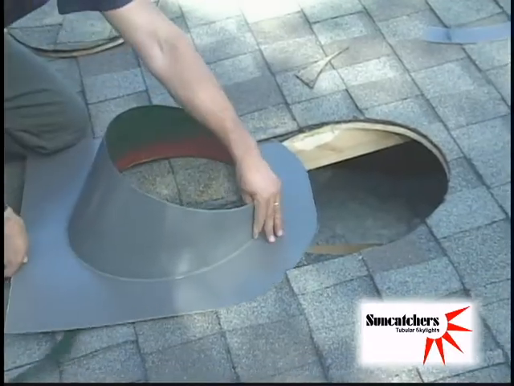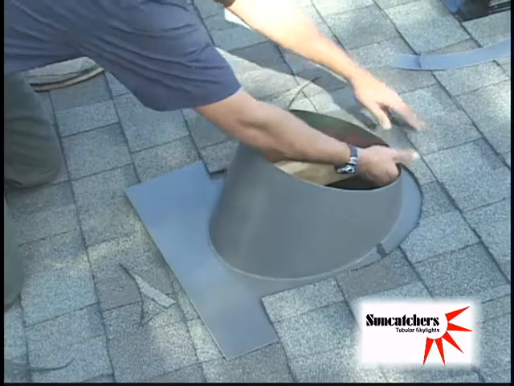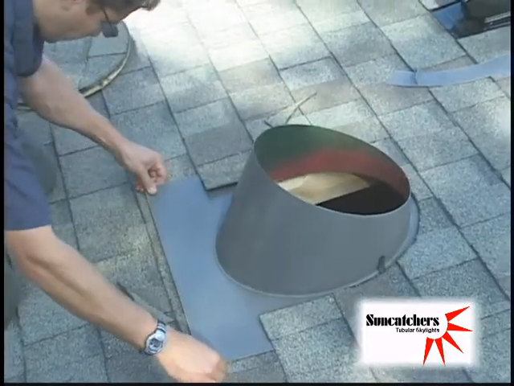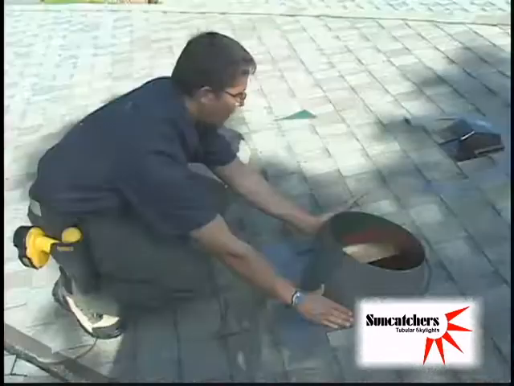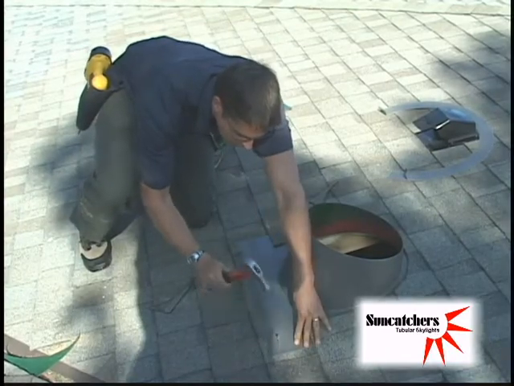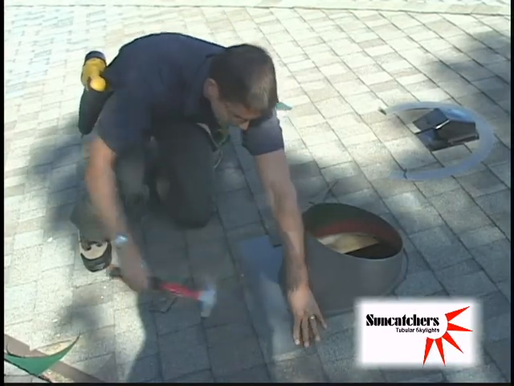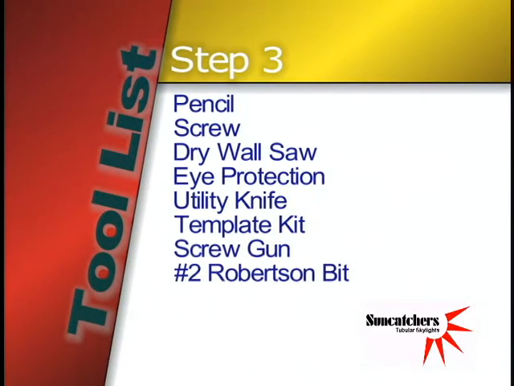Now slide the flashing under the shingles. Line the flashing up with the bottom marks and center it from side to side. Fasten in place using nails supplied in the hardware kit. Step 3. Tools list.